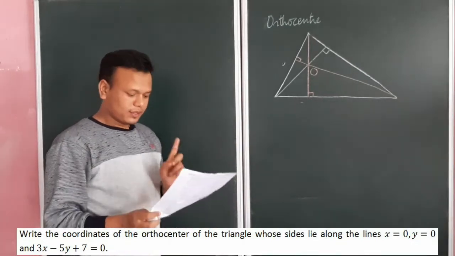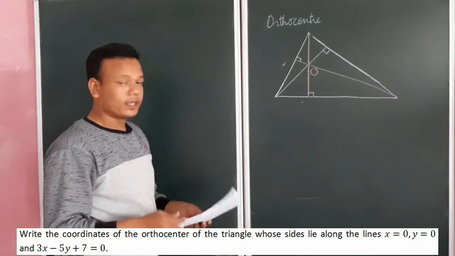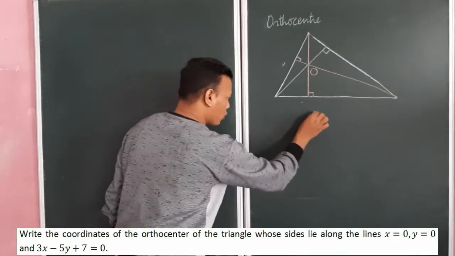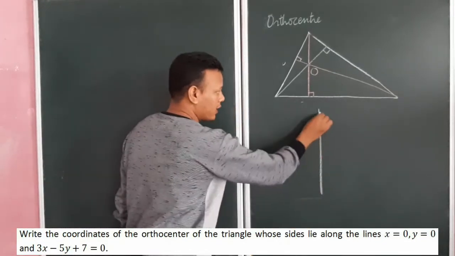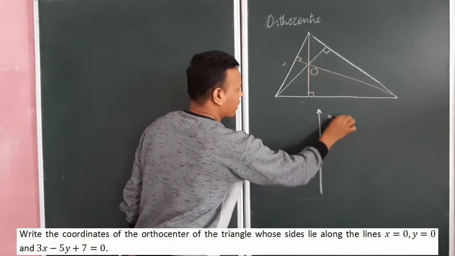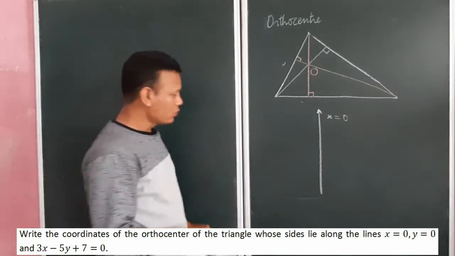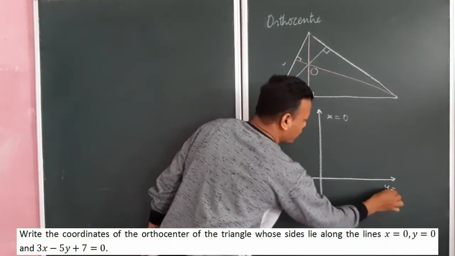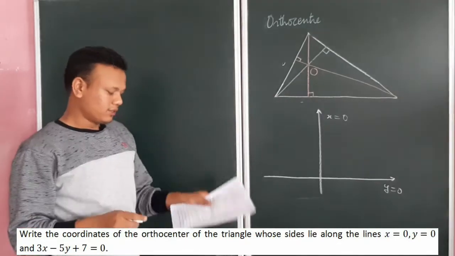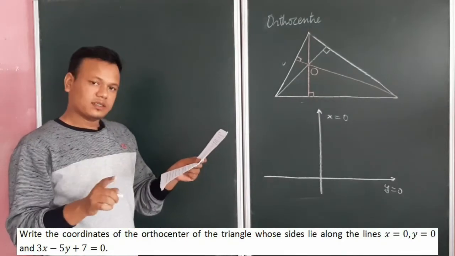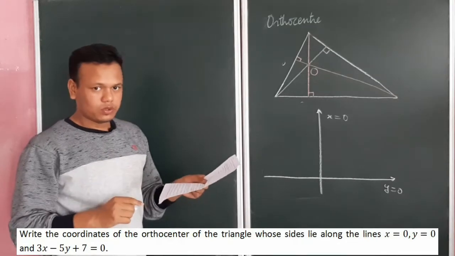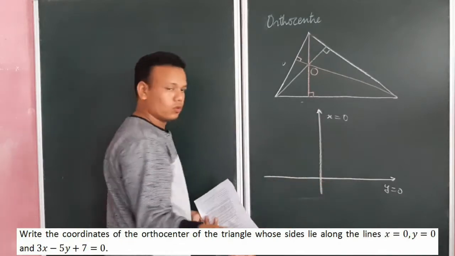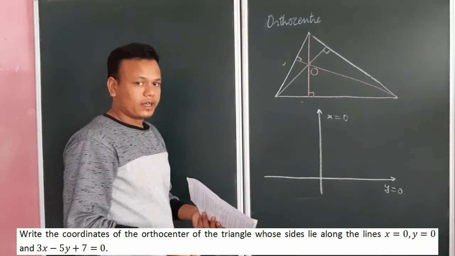And what are the 3 sides? It is given as x equals 0, and we know that x equals 0 is the y-axis, no? So let me draw the y-axis. So this is my x equals 0. And another line is y equals 0. So y equals 0 is what? This is my x-axis, no? So this is my y equals 0. And another line is given as 3x minus 5y plus 7 equals 0. So it may be somewhat like this or like this, I don't know, right? So let's try to see what kind of line that is.